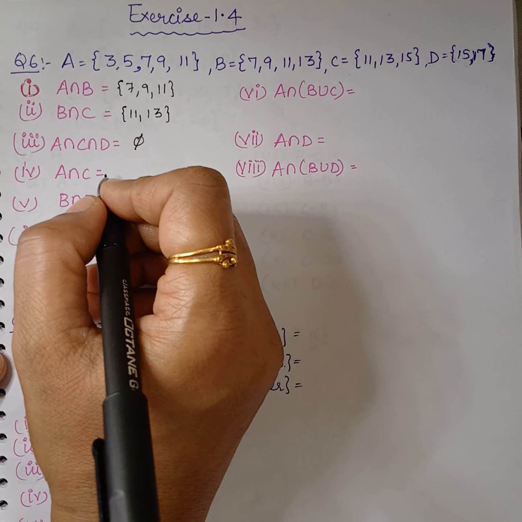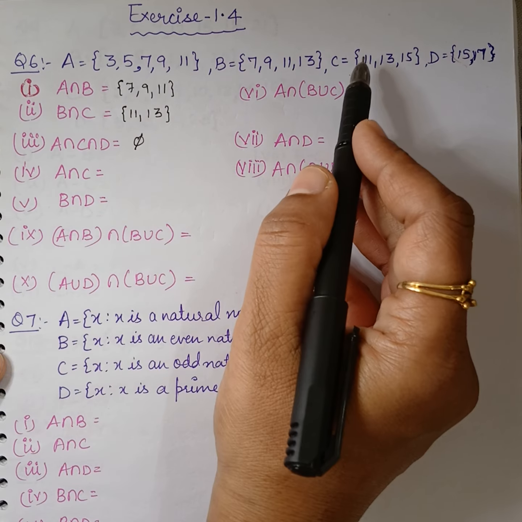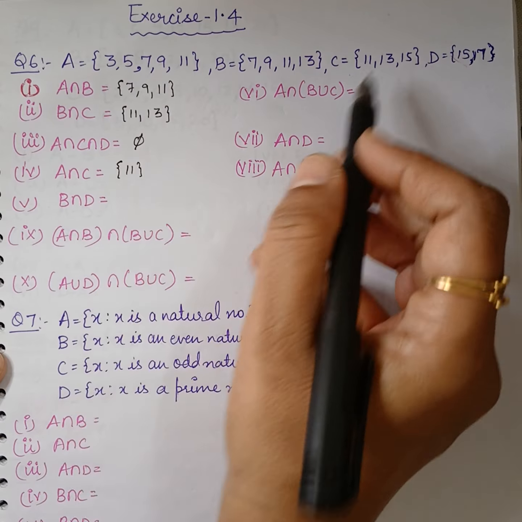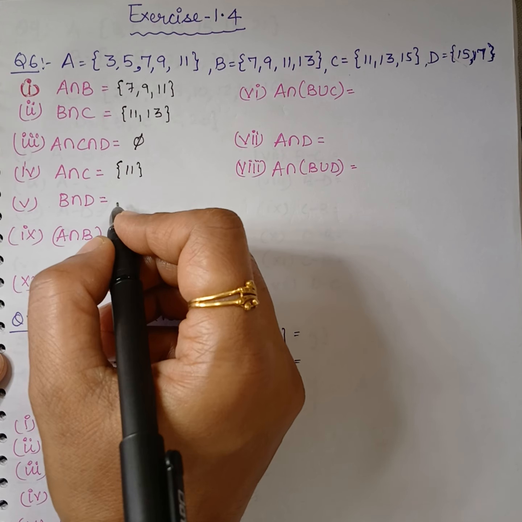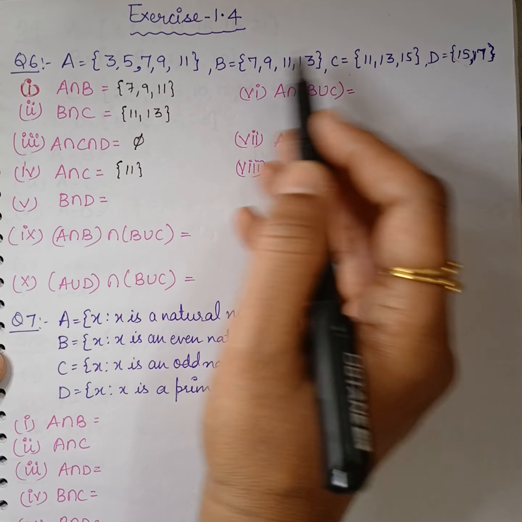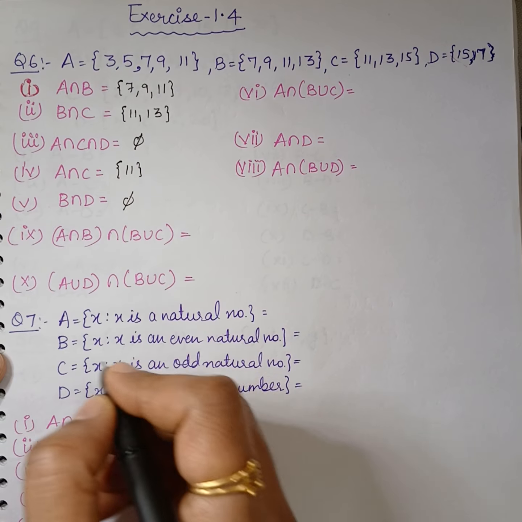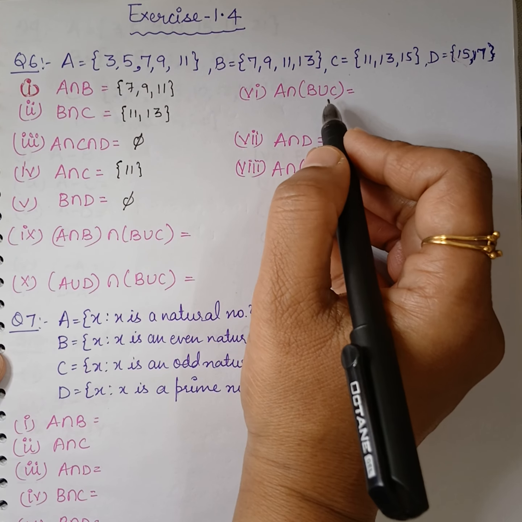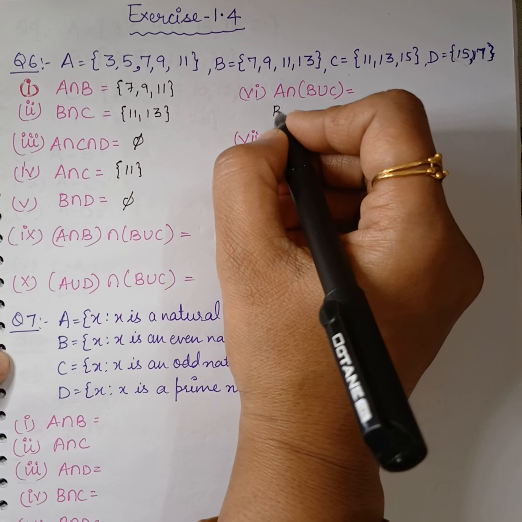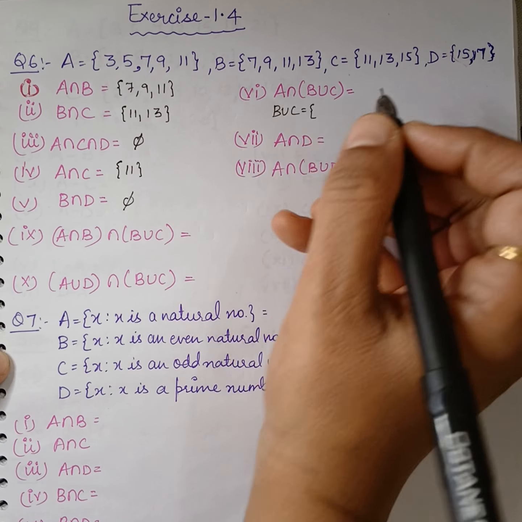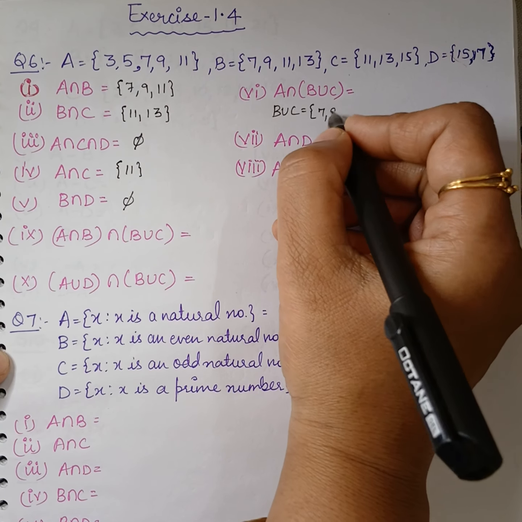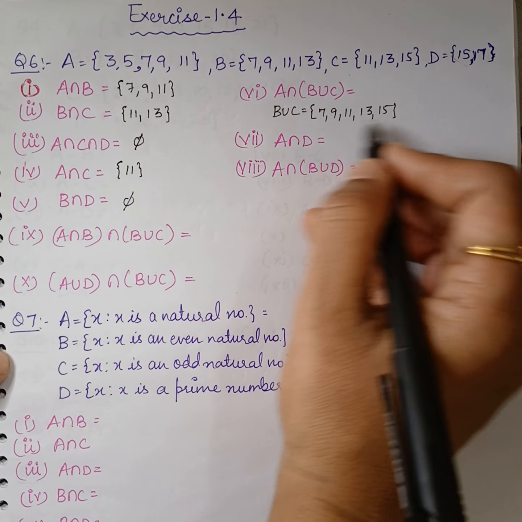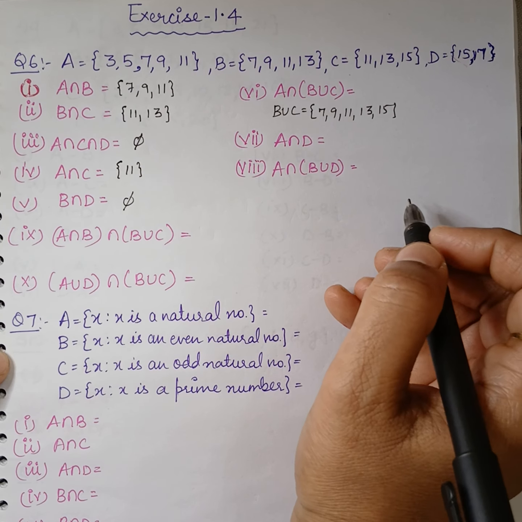Then we have A intersection C. A intersection C is 11, because 11 is present both in A as well as in C. Then we have B intersection C, B intersection D. B intersection D is empty because nothing is common in B and D. Then we have A intersection B union C. So for that, let us first find B union C. What is B union C? 7, 9, 11, 13 and 15. Union means we need to write all the elements which are there in B and C.